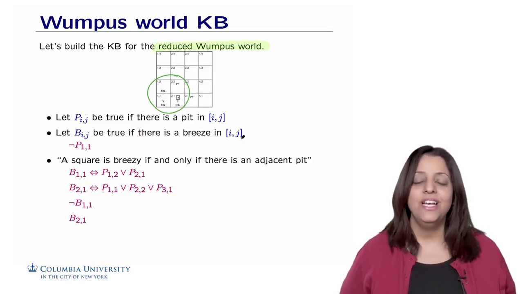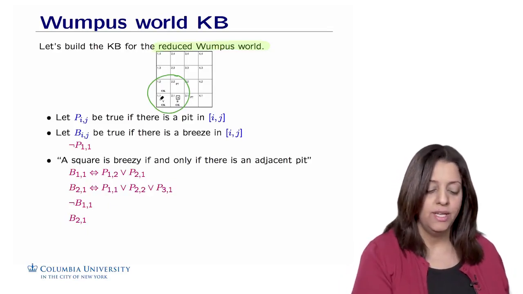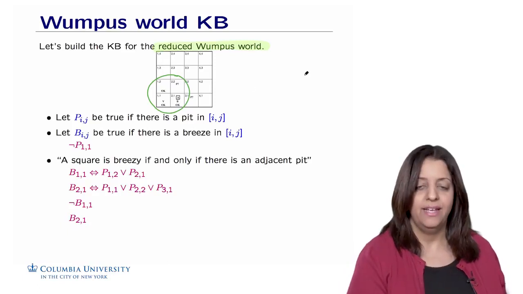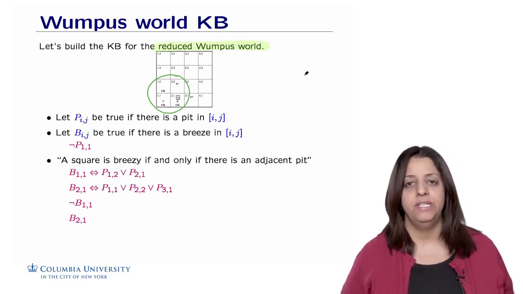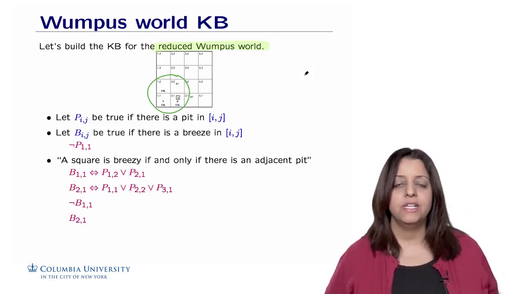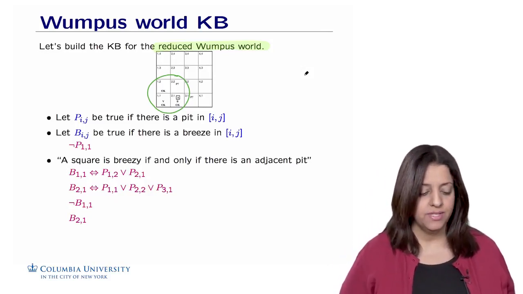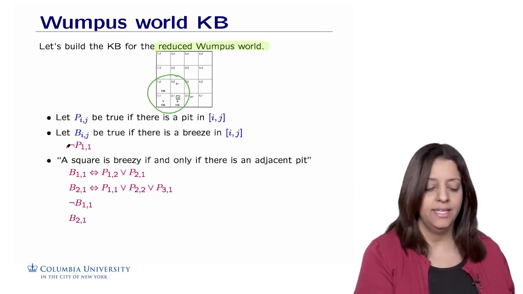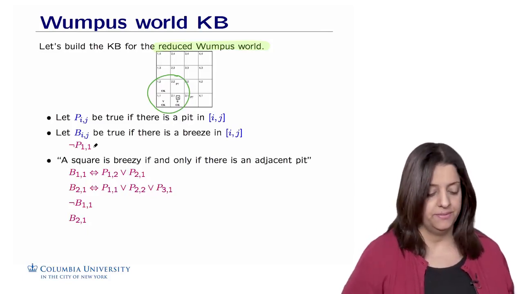Okay, so the agent starts at the room 1,1, and we know that this room is okay, right? There is no breeze, there is no pit, there is no Wumpus, and there is no stench. So we're going to express that there is no pit in 1,1 using the propositional symbol P11 negated. So it's going to be the negation of P11.